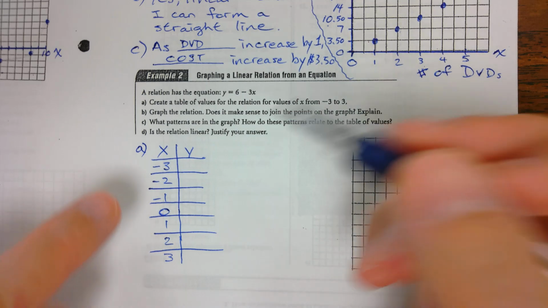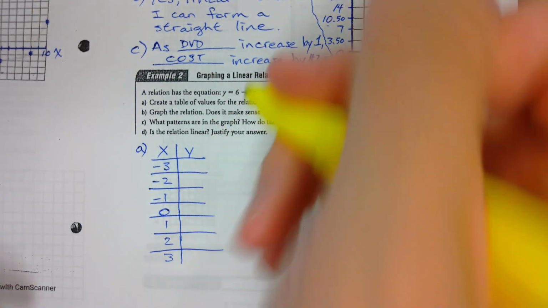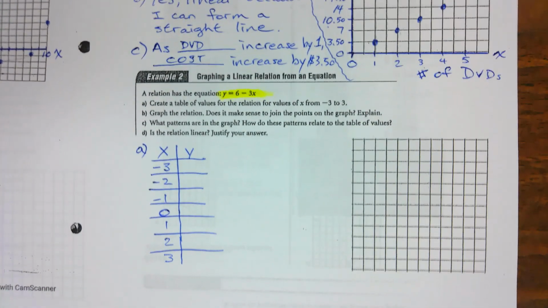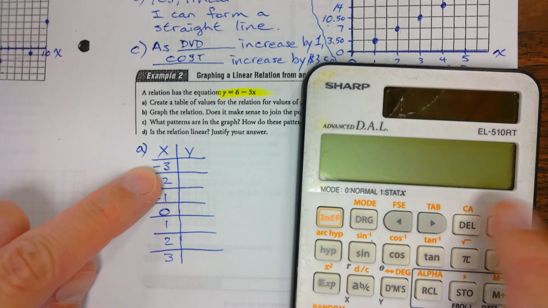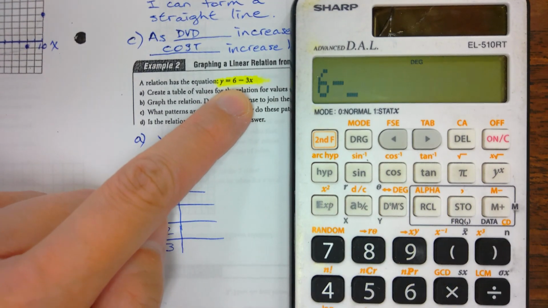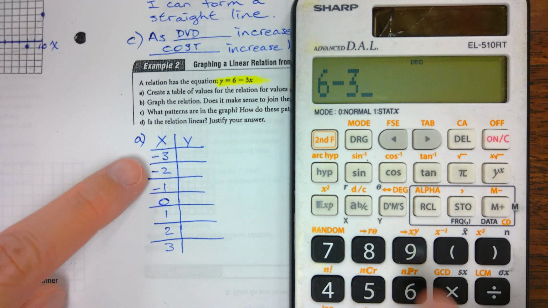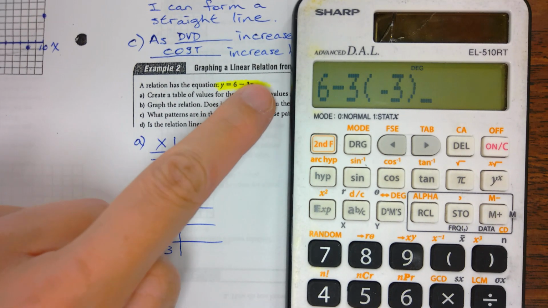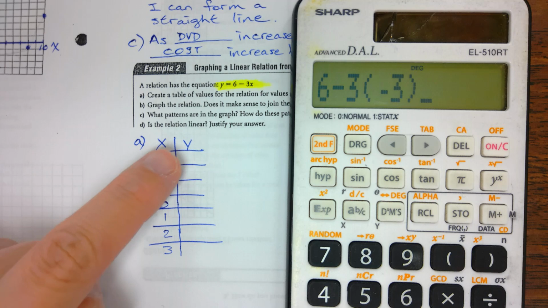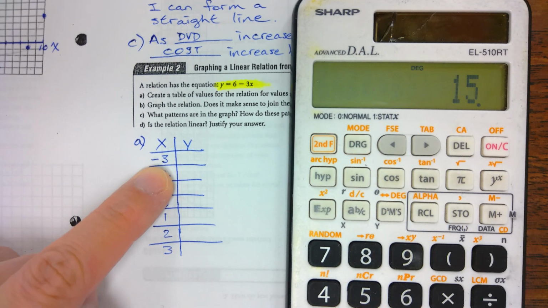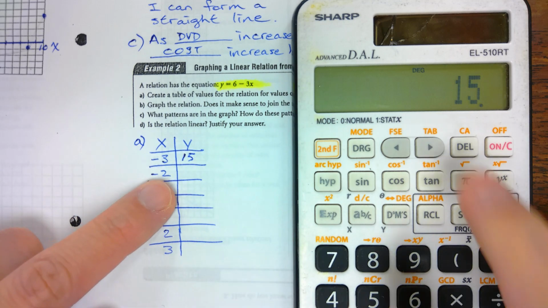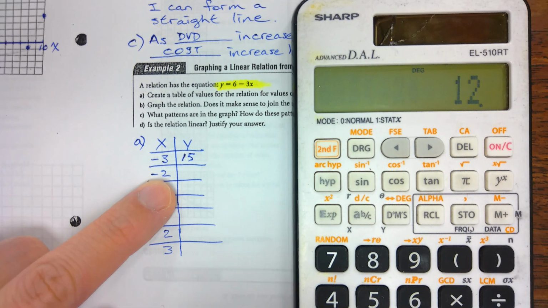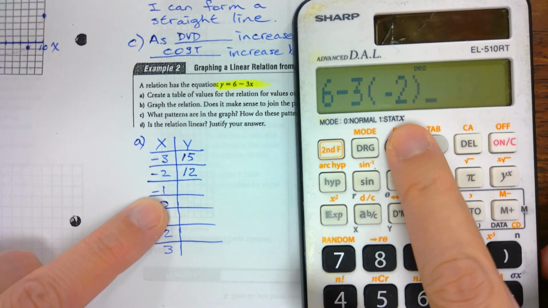Okay. And I have this equation right here. So I'm going to replace that x with the number in my table of values. So my equation was 6 minus 3x, right? So instead of the x, I'm going to substitute in -3, like this. I'm replacing the x with a -3. Whenever we substitute, we have to put it in brackets. Then we get 15. Okay, same thing, sub in -2. We get 12. Sub in -1.